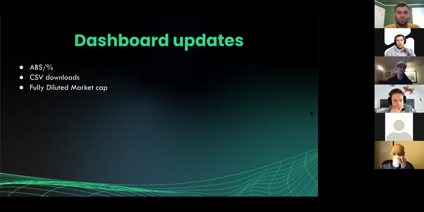Okay, so dashboard updates. We added the absolute and percentage value to the dashboard charts. It's helpful, especially when you're looking at the supply charts and everything like that. CSV downloads, so you can download all of the data, not just the supply data, the market cap data, everything. Fully diluted market cap was added as well, for the charts and for the current number. We're just going to keep adding more features to the dashboard, keep making it even better over time. And during the Q&A section at the end of this, please let us know if you have any suggestions on that end as well.